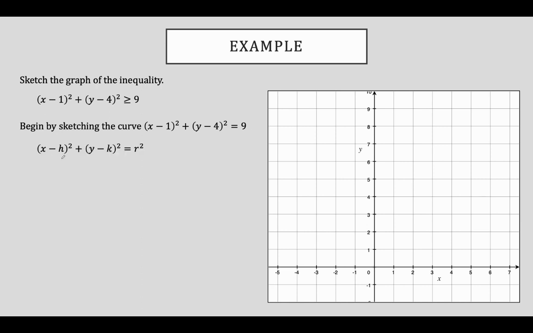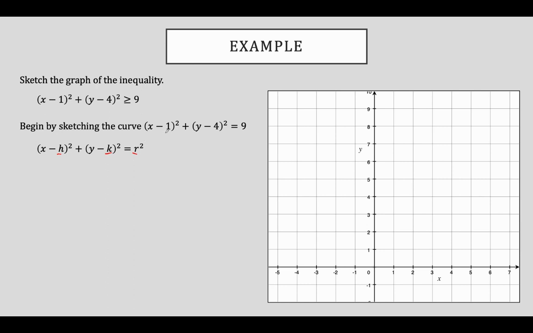x minus h squared plus y minus k squared is equal to r squared. In this format, h and k, that's the center of the circle. Sorry about that. Let's erase that there. h and k, the center of the circle, and r is the radius of the circle.